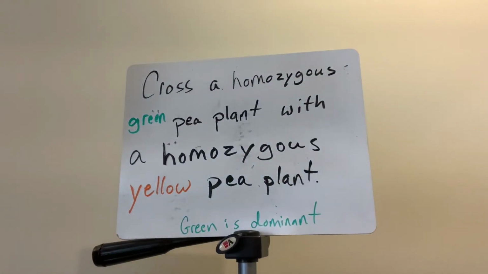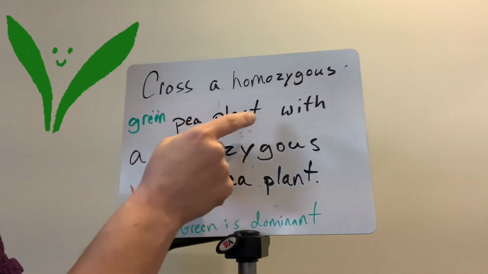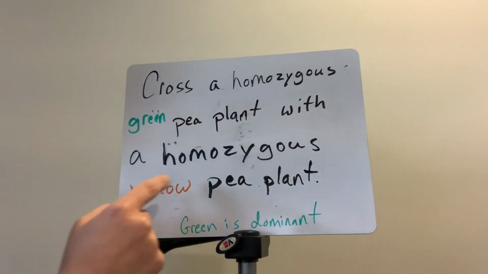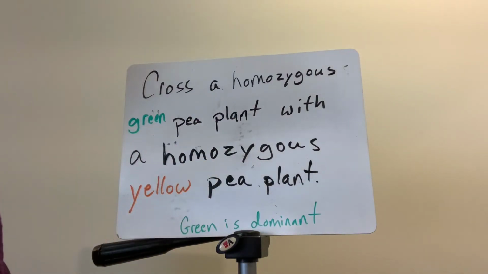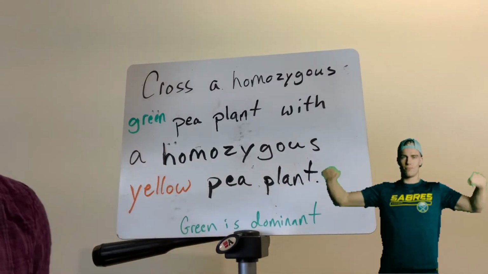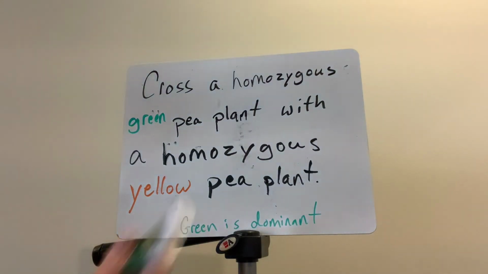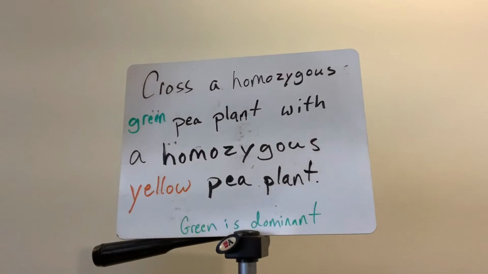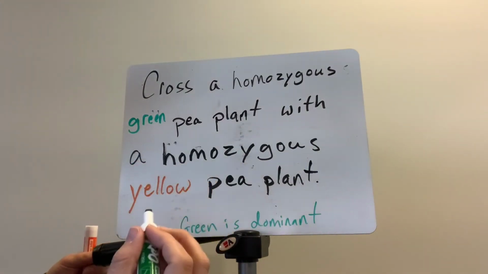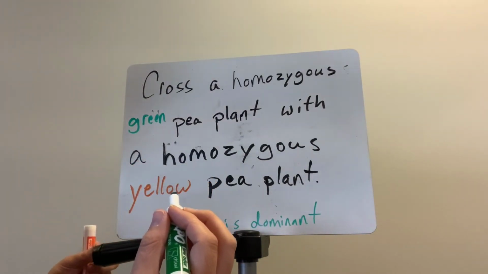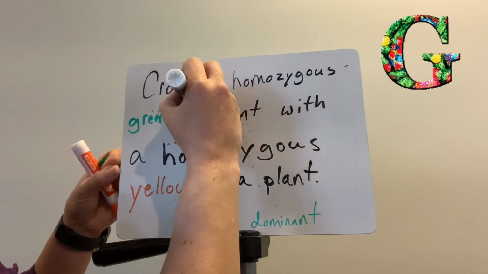All right, for this example, we are going to cross a homozygous green pea plant with a homozygous yellow pea plant. And in this case, we're indicating that green is the dominant trait. So just looking at that, we know that homozygous means that it's the same two letters. So homozygous green, and green being the dominant trait, we are going to represent that with G's. We'll do G's for this one.